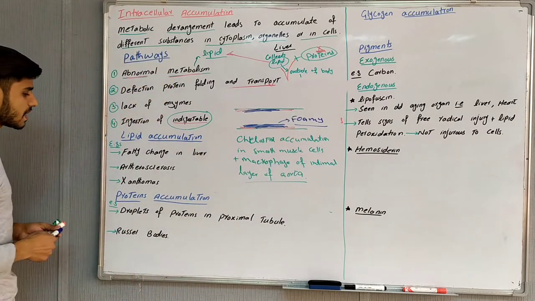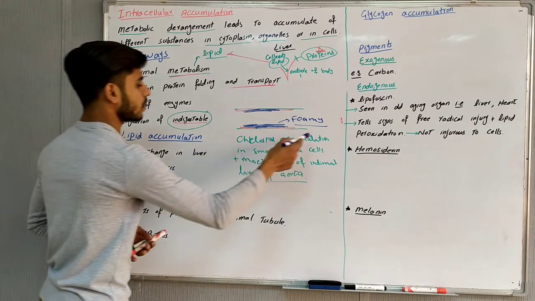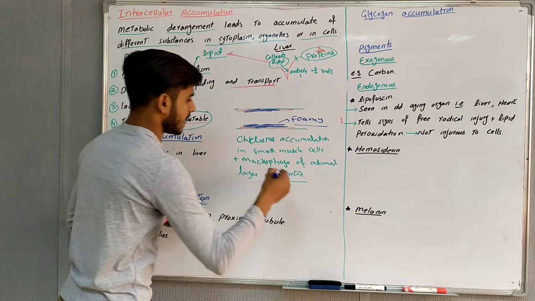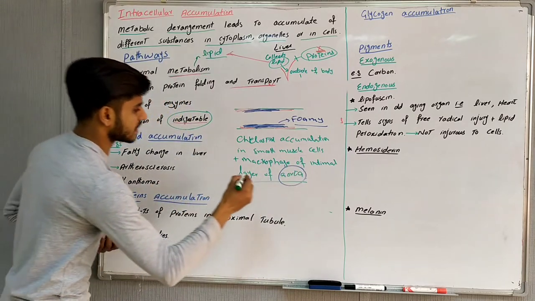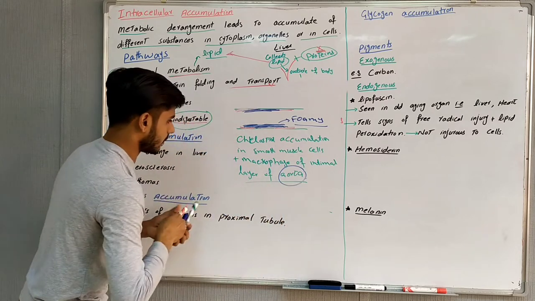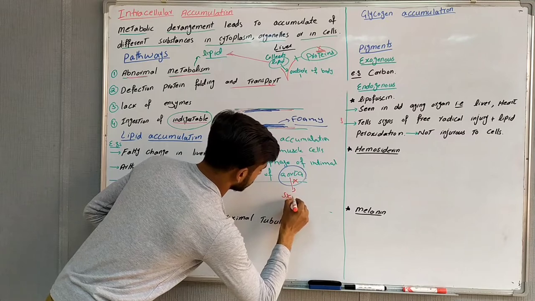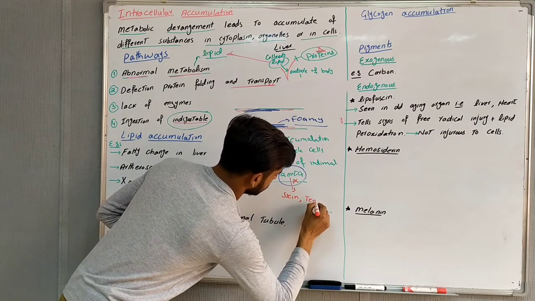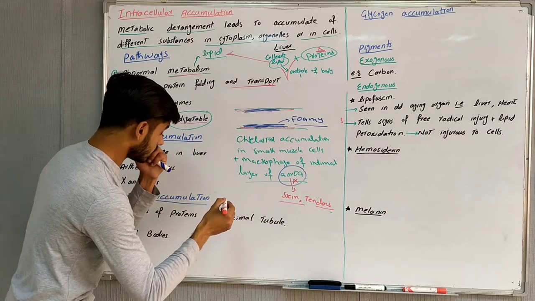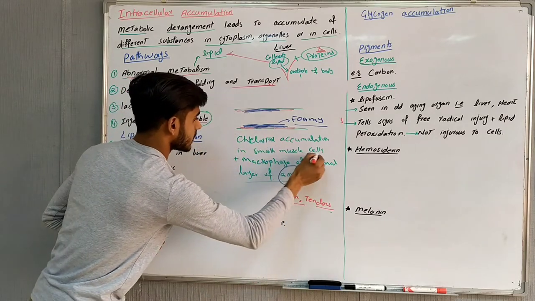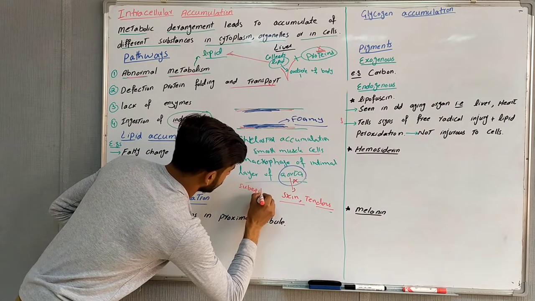The second example is xanthomas. Xanthomas are the same. There will be cholesterol accumulation, but here it was in the aorta, and in xanthomas, it will be in the skin and tendons. Here it is accumulated in smooth muscle cells, but there it will accumulate in subepithelial connective tissues.